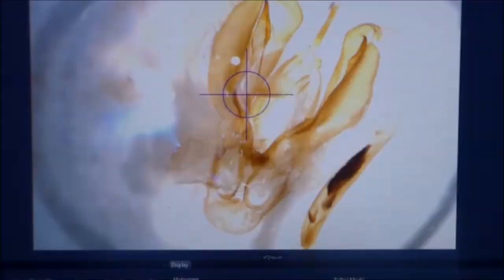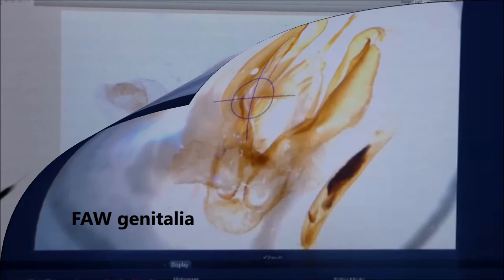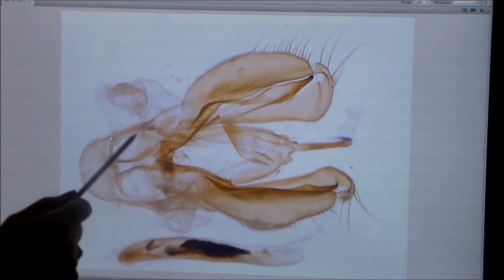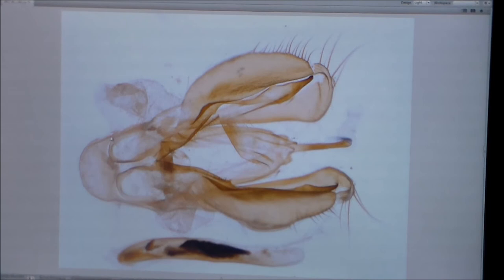Move the genitalia into a ventral position where you can see both valves. This is the coromata, one on either side of the valves. In the fall armyworm, the coromata is single-lobed. If you can see a double-lobed coromata, then the specimen you are screening is not the fall armyworm. The ampulla are claw-like structures and are slightly curved.